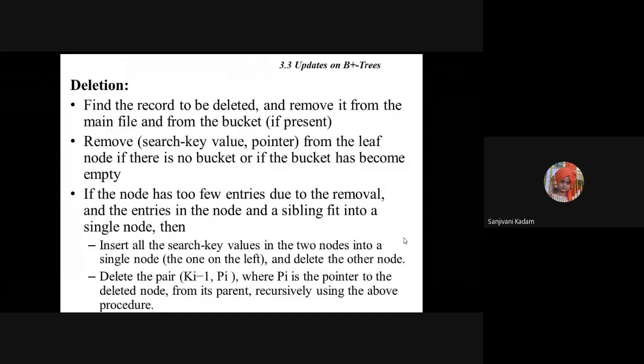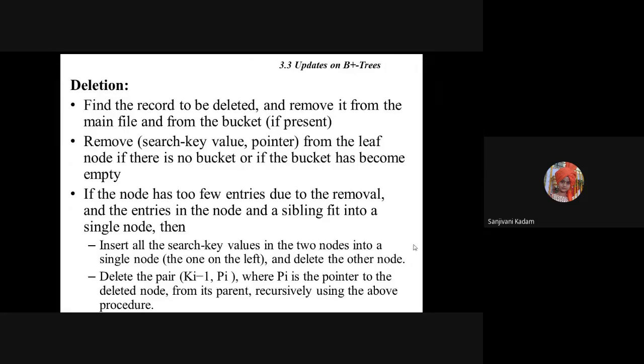Okay, let us read this explanation. Find the record to be deleted and remove it from the main file, and from the bucket if it is present. Remove search key pointer from the leaf node if there is no bucket or if bucket has become empty.